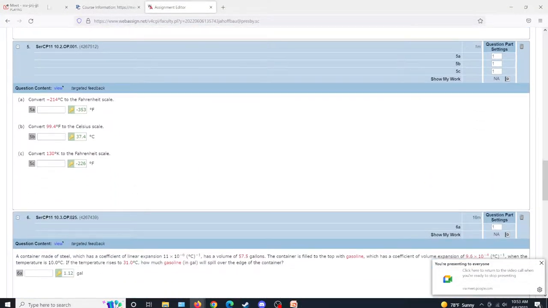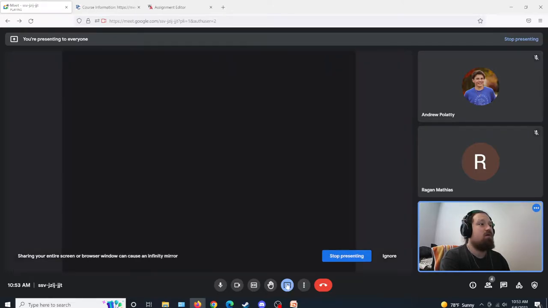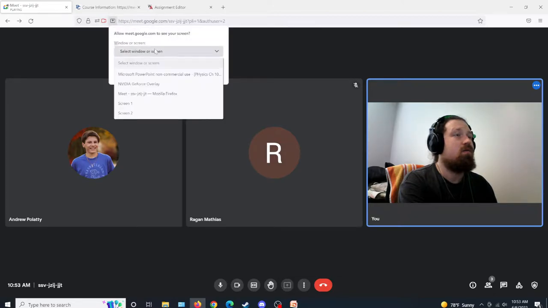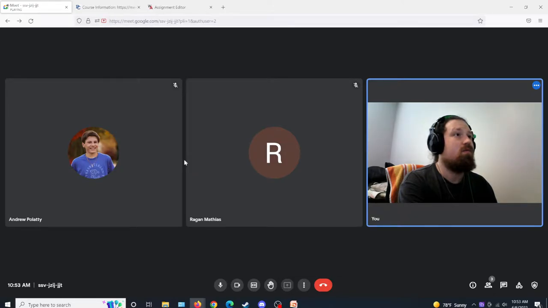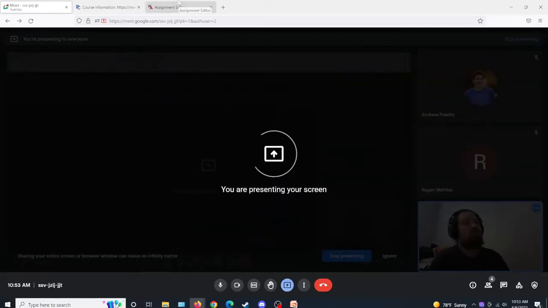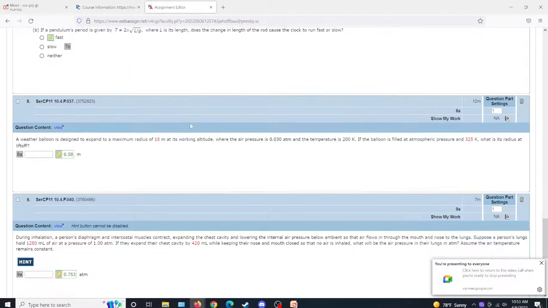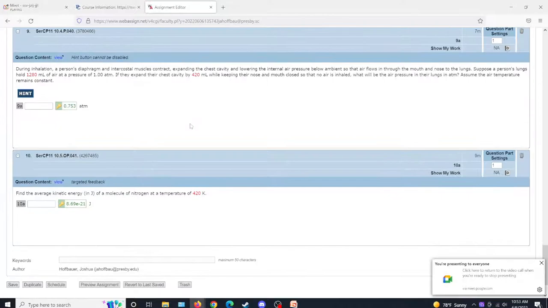Looking at the WebAssign homework, here we go. Question 10. Find the average kinetic energy in joules of a molecule of nitrogen at a certain temperature. This particular question here is designed for that formula. It's on slide 9 of the notes. It's also on the last slide of the notes.